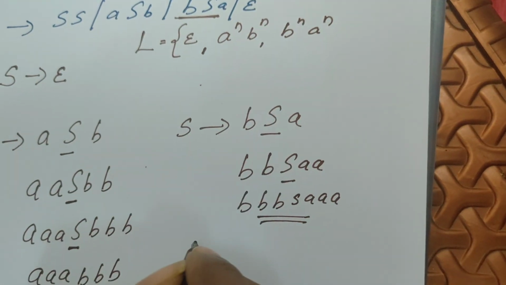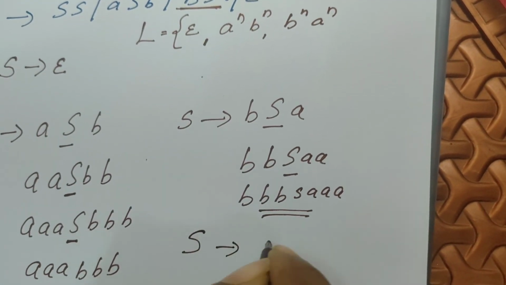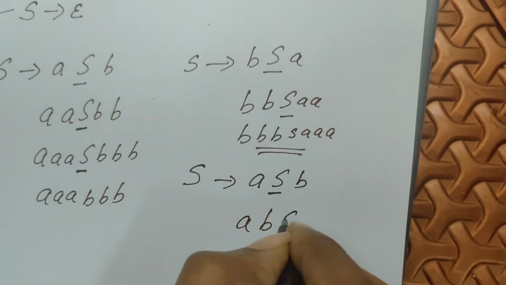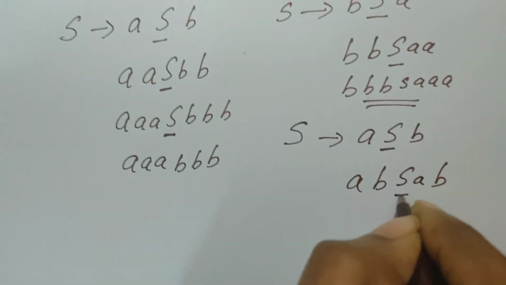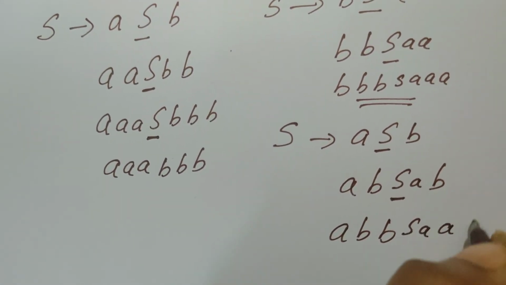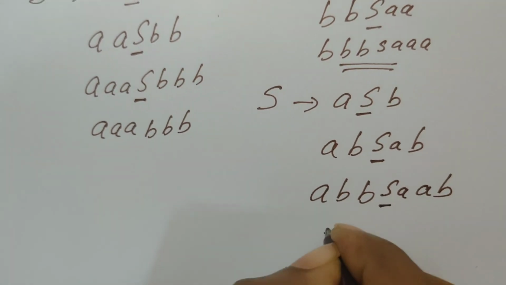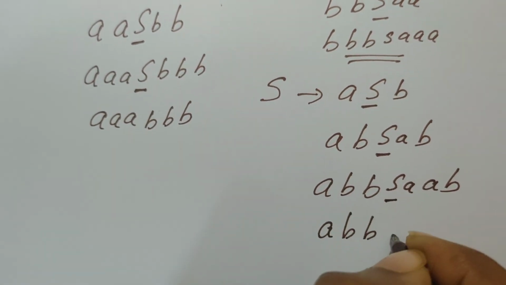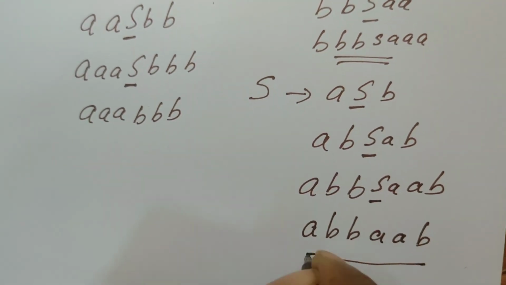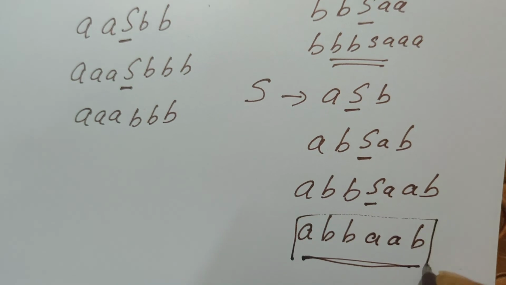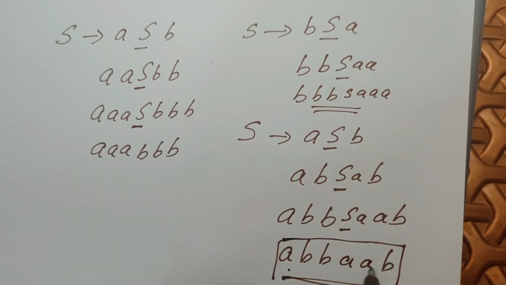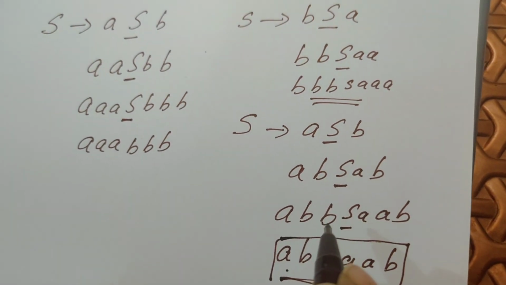There is another pattern also possible. S derives ASB. In place of S, I could replace BSA. In place of S, once again, I could replace BSA. At one point, I could replace S by epsilon. If I replace, this is the string I am getting. What is the pattern I am finding? I am not finding any specific pattern, but I could say that the count of A's is equal to the count of B's.